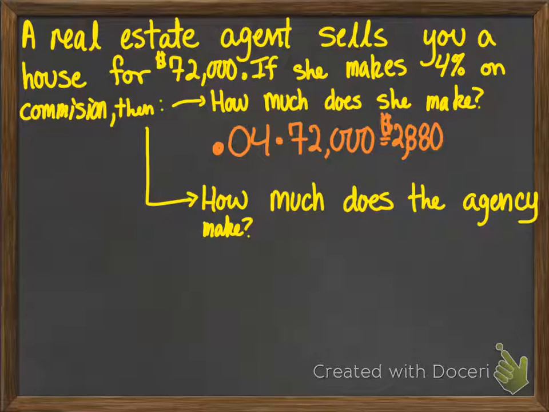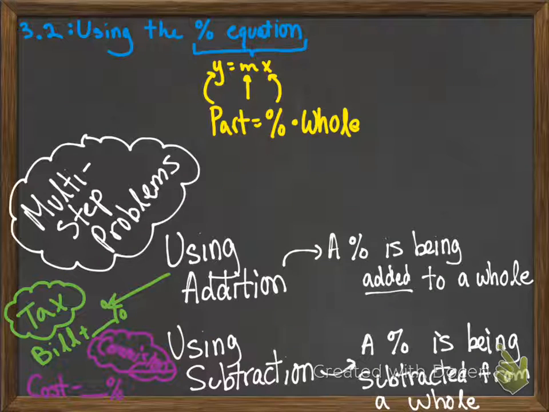So she makes $2,880 just because you bought the house, and her commission is 4%. All right, so how much does the agency make? Well, if you look back two slides ago, this would be an example of using subtraction. So we subtract the commission from the cost.